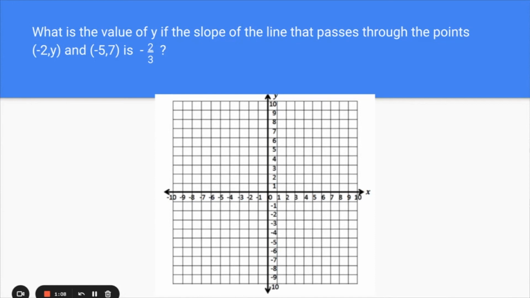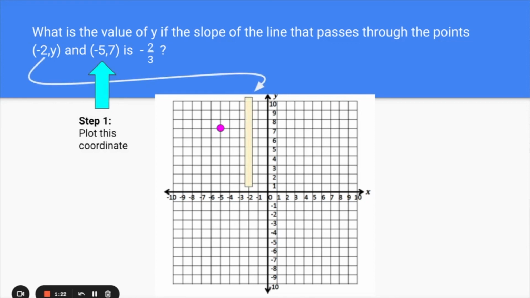Let's do one more example. So I'm given the coordinates (-5, 7) and (-2, y), and my slope is negative 2/3. So to solve, my first step is to plot the coordinate (-5, 7). Then I'm going to focus on this line where x equals negative 2, and my goal is to get a coordinate somewhere along that line. My slope is negative 2/3, which means I'm going to rise down 2 and run 3. So starting at my given coordinate, I'm going to go down 2 over 3, which puts me right where I need to be at this coordinate. So my solution is (-2, 5). Therefore, y equals 5.